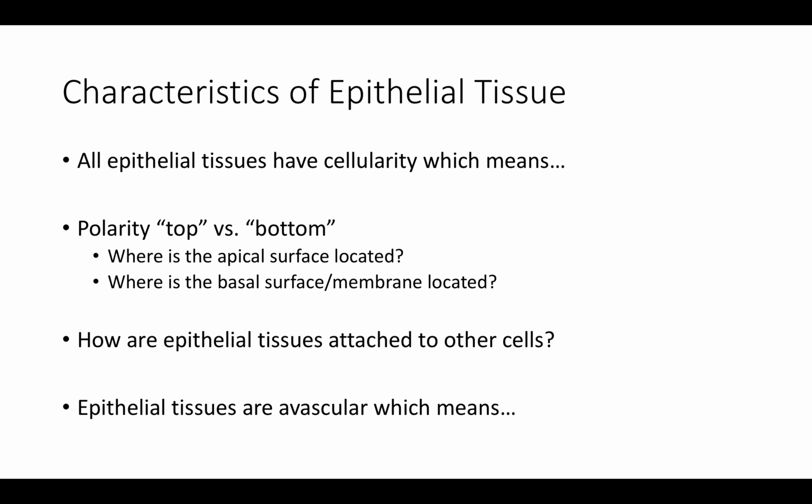Cells can also be attached to cells that are side by side to one another through gap junctions. And gap junctions are going to help nearby cells exchange molecules. There's another way that our cells can be connected, through desmosomes. Desmosomes' function is to kind of hold our skin together in sheets. And then epithelial tissues are avascular, which means they have low blood supply.